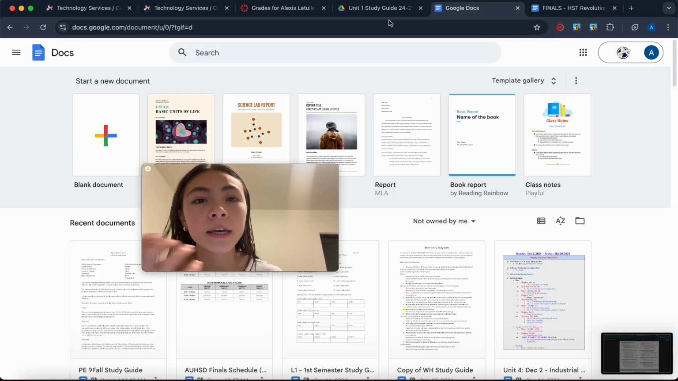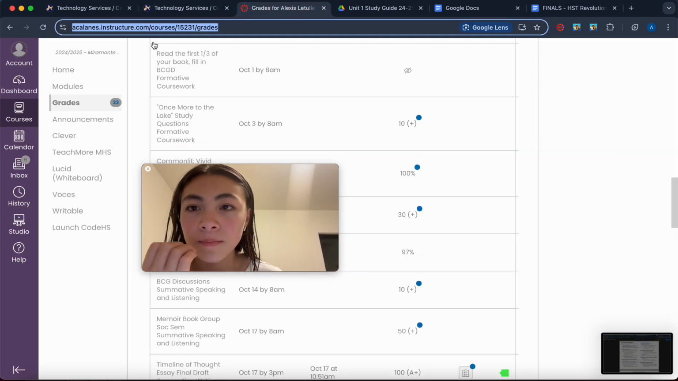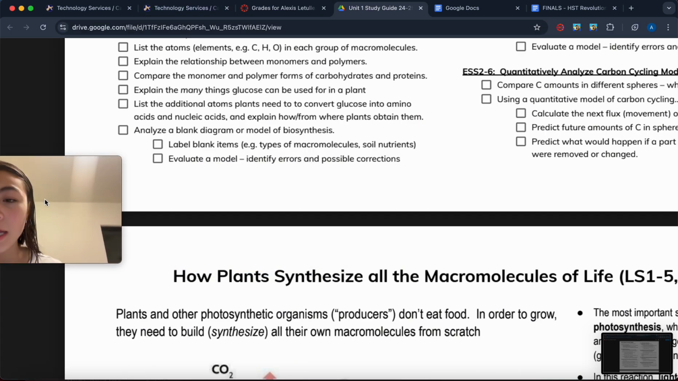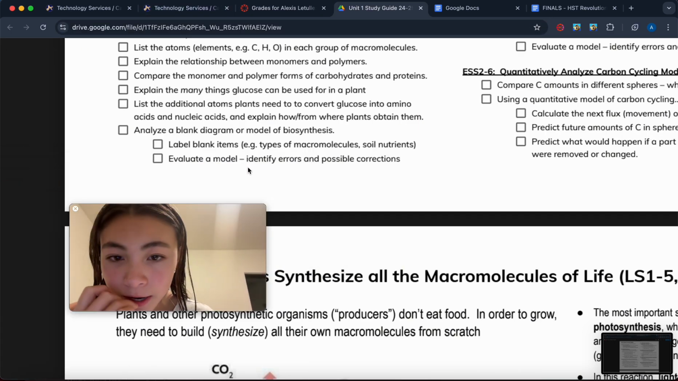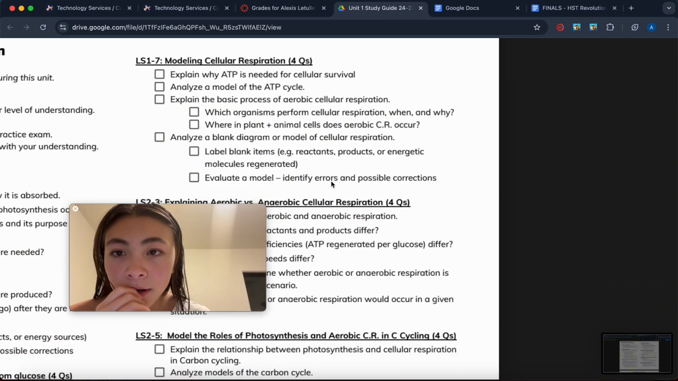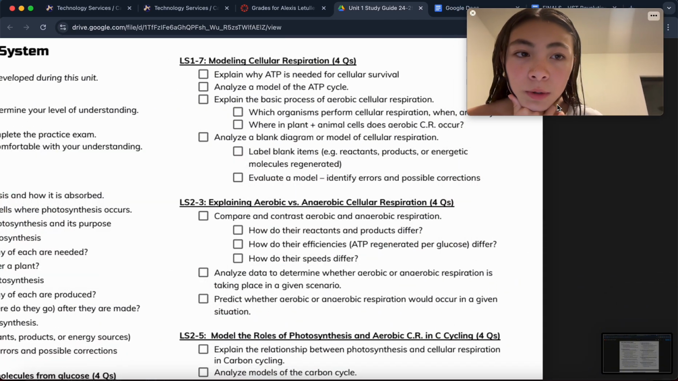So again, that's part of why it's not just immediate. It can't just be replenished immediately. Okay. And then we're going up here to modeling cellular respiration.